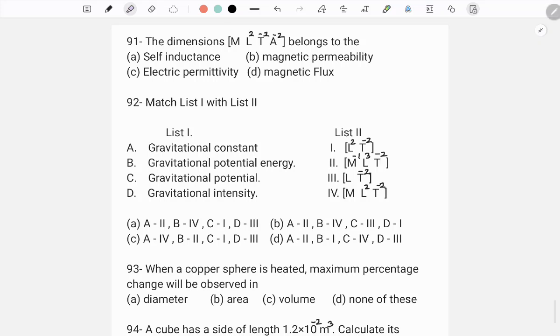91, the dimensions M L square T to the power minus 2 A to the power minus 2 belongs to: self inductance, magnetic permeability, electric permittivity, magnetic flux. Match list first with list second. Gravitational constant, gravitational potential energy, gravitational potential, gravitational intensity. L square T to the power minus 2, M to the power minus 1, L cube T to the power minus 2, L T to the power minus 2, M L square T to the power minus 2.